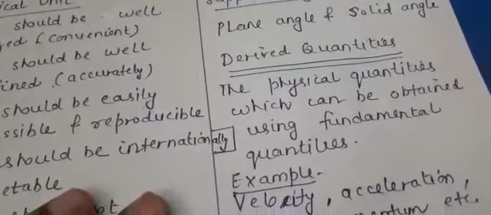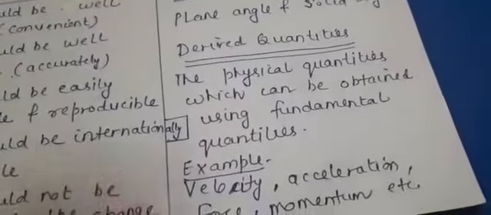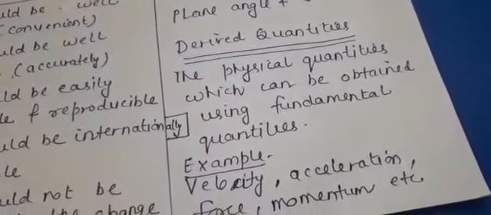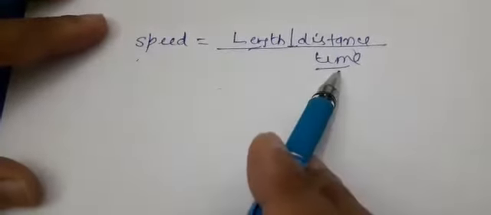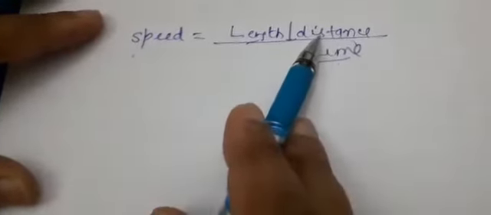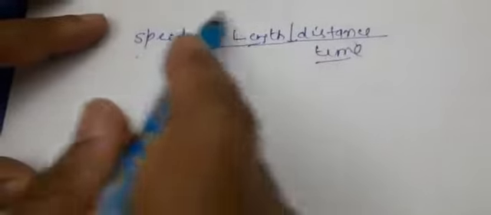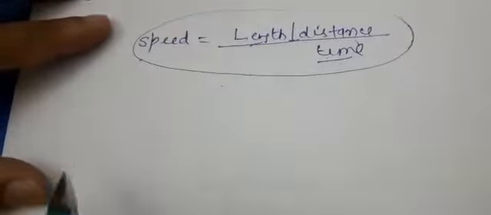So fundamental quantities are the basic quantities, and derived quantities are those which can be obtained using fundamental quantities. How can you say? Suppose you have to measure speed. For measurement of speed, what we require is distance, it means length upon time. You can say distance covered, which is more accurate, distance upon time. So speed is a derived quantity. It is obtained by taking fundamental quantities. Time is a fundamental quantity, distance is a fundamental quantity. So this is an example of a derived physical quantity.